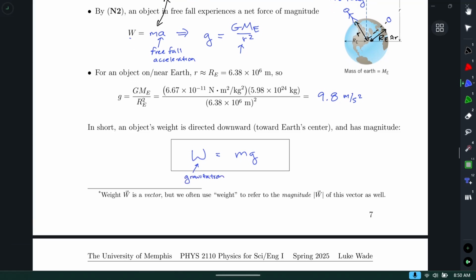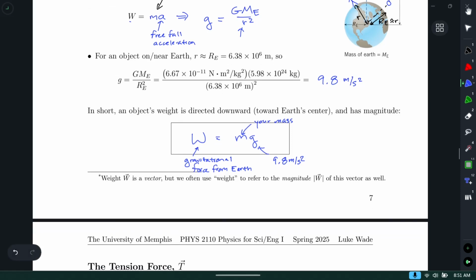Weight is, again, the gravitational force from Earth. M is your mass, or whoever's mass. G is 9.8. No negative here, because this is just the size of this force, the magnitude of it. We don't care about direction. That'll be clear from your free body diagram. So we don't want to double count it. We'll save that negative for when we're looking at specific problems. So no sign on that.